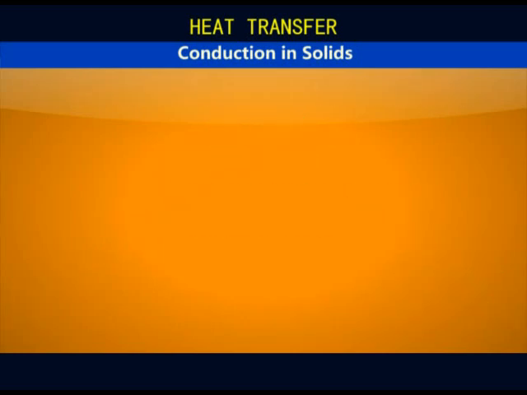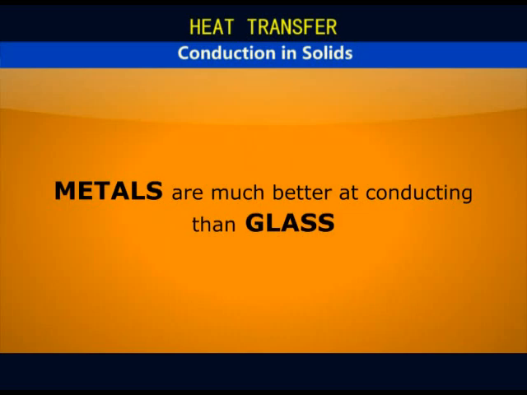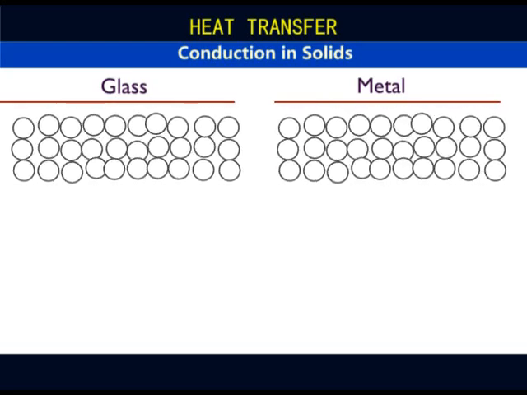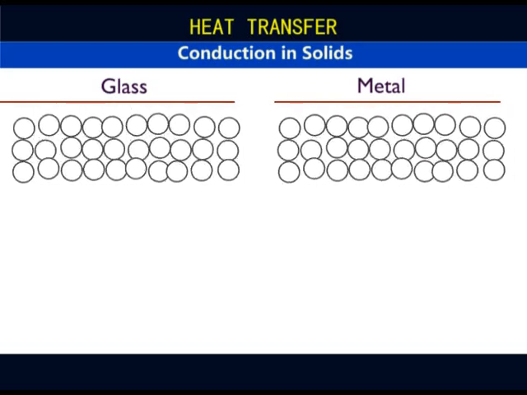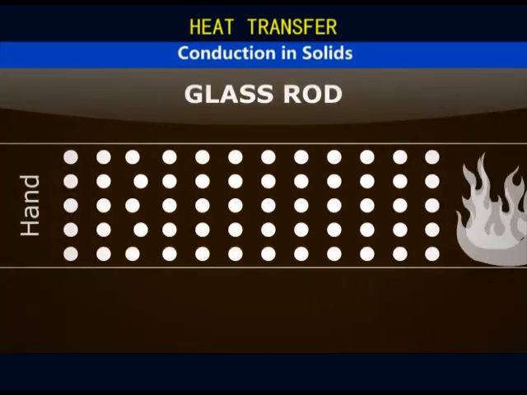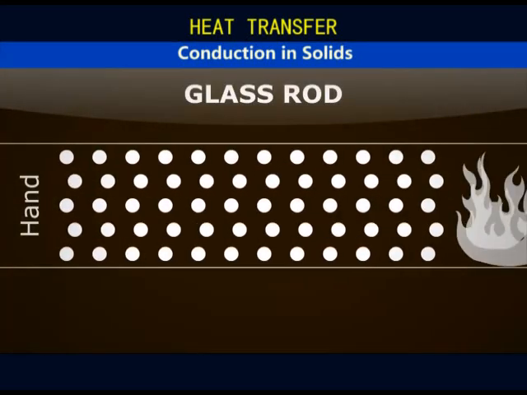And that is because metals are better at conducting than glass. Glass still does conduct heat, just not as well as metal. But what makes metals better conductors than glass, yet as you can imagine, they are both made up of atoms? Let's look at the atoms in glass and see how it conducts.